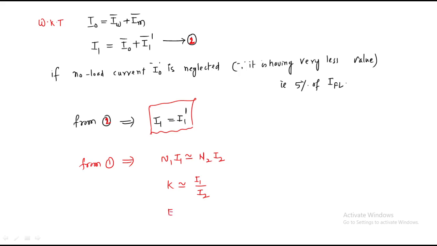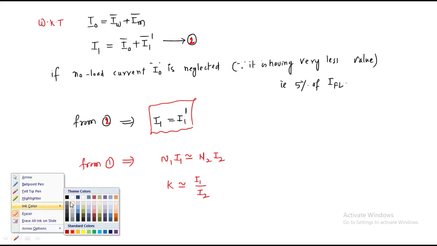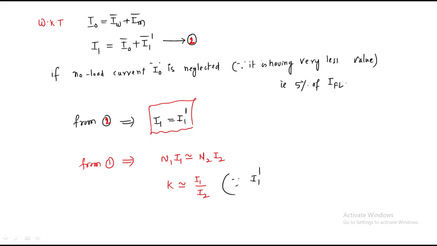So from this E1, or K is nothing but what? E2 by E1. Since I1 dash should be equal to K into I2, from this formula, this is the result. So K equals I1 dash by I2, right? But from this, I1 equals I1 dash, therefore K equals I1 by I2. Therefore we all know this, K equals what? E2 by E1, which is equal to what? I1 by I2. So from this, E1 I1 is equal to E2 I2, approximately equal to E2 I2.